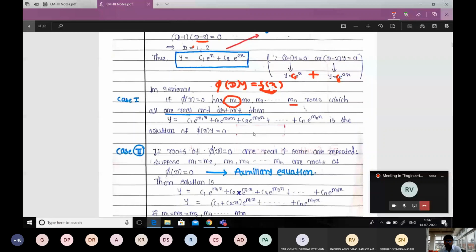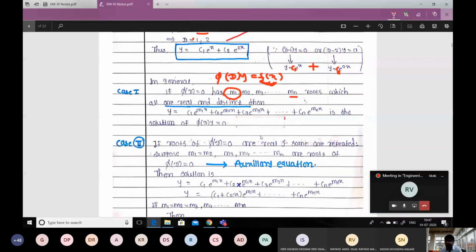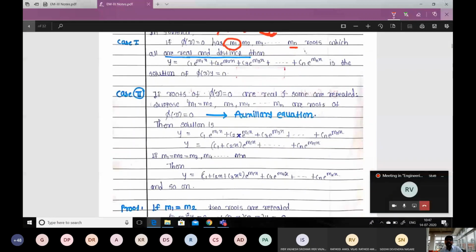OK. So what about if the roots get repeated? Let us consider the second case. If the roots of phi of D equal to 0 are real and some are repeated. I am not saying that all roots are repeated. I am saying some of the roots are real and distinct, and some of them are real but get repeated.